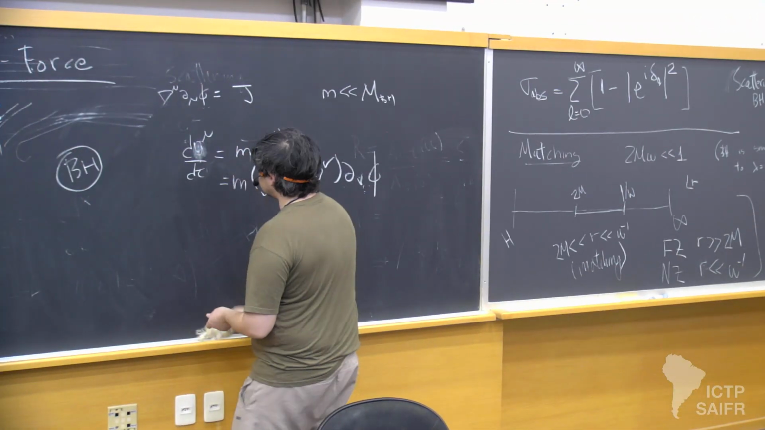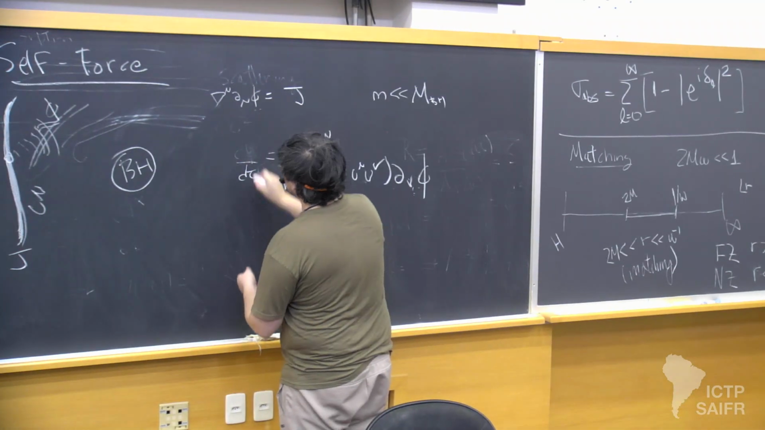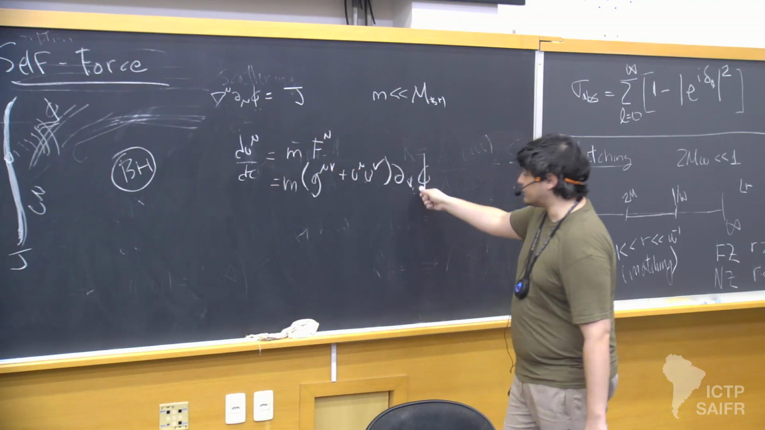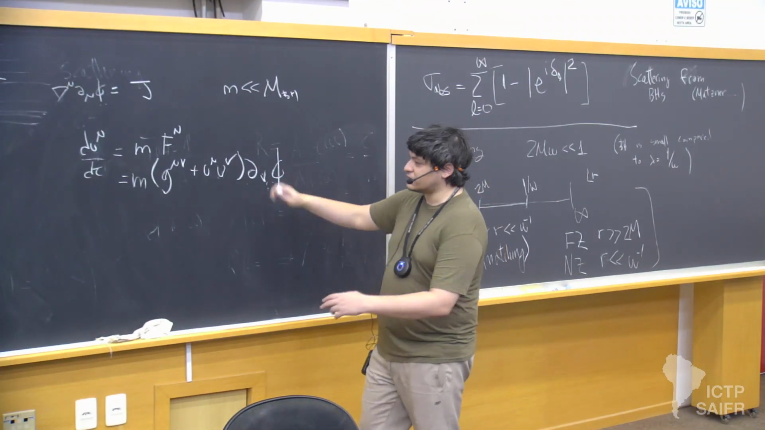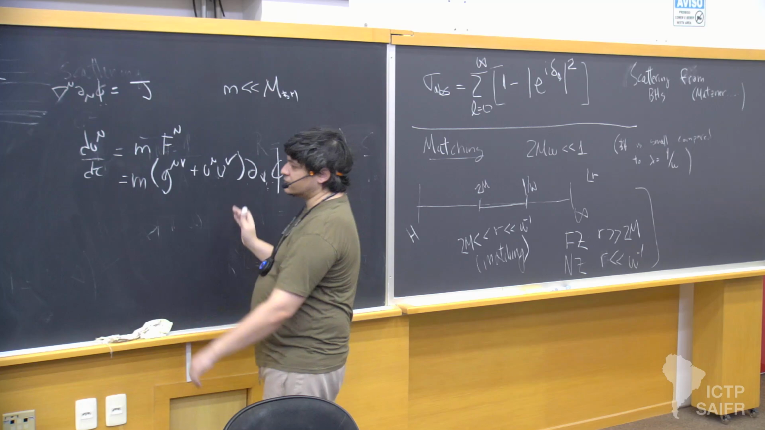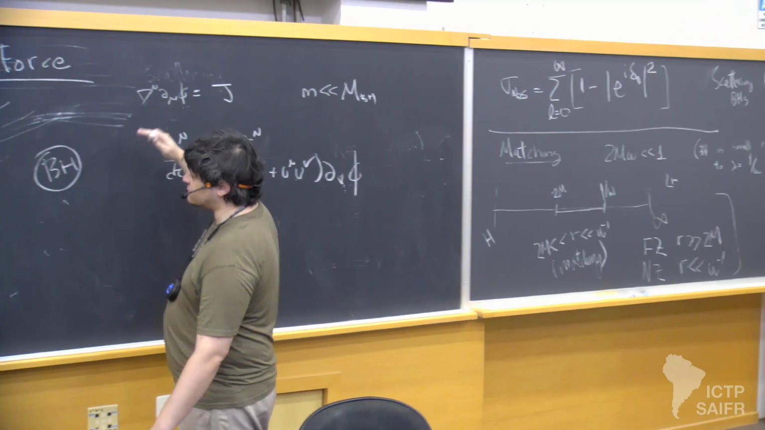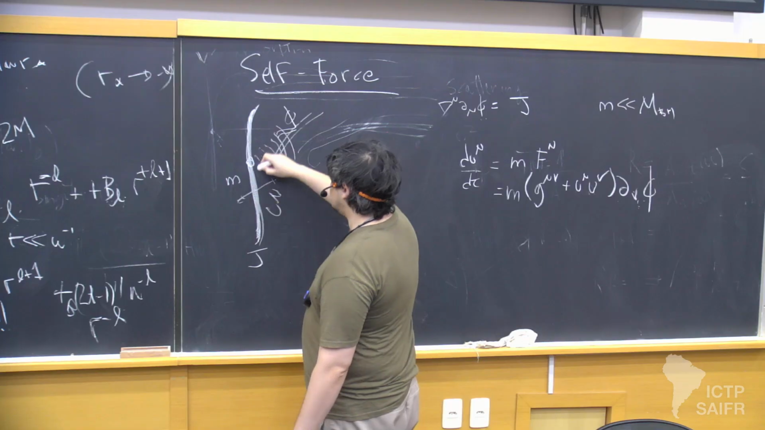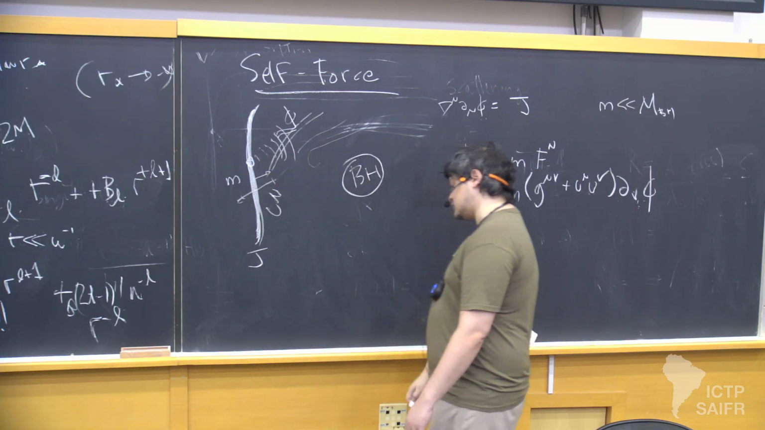I'm sorry, the chalk is not helping me here. You just get the usual Newton's law for a potential. But this potential is a covariant potential, so you need to project it in the direction transverse to the trajectory.